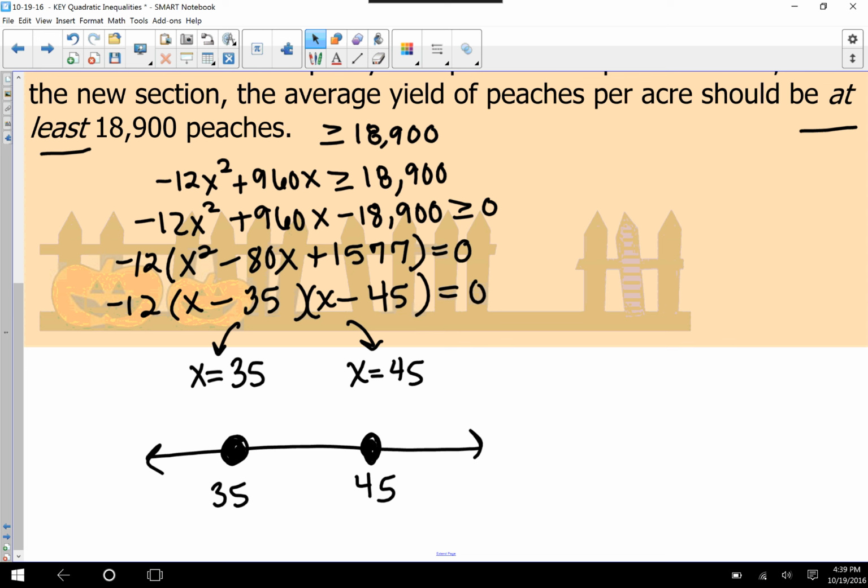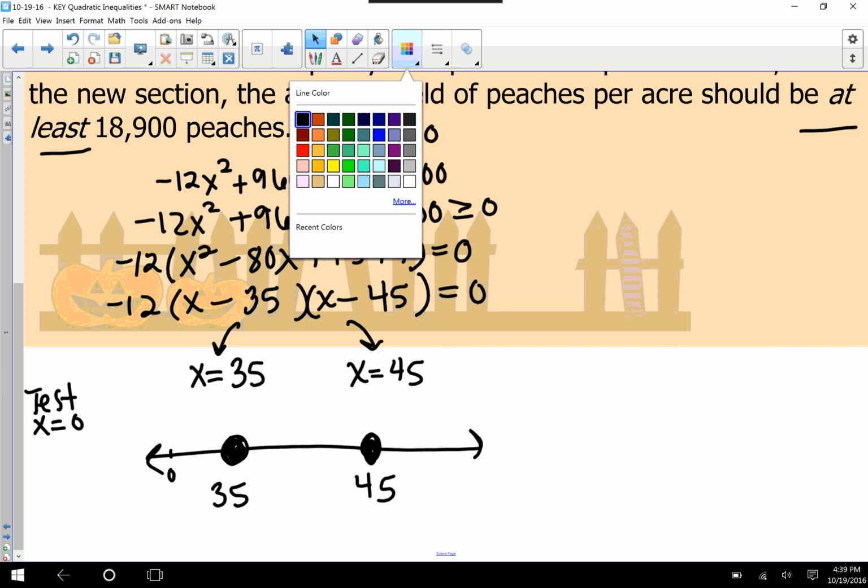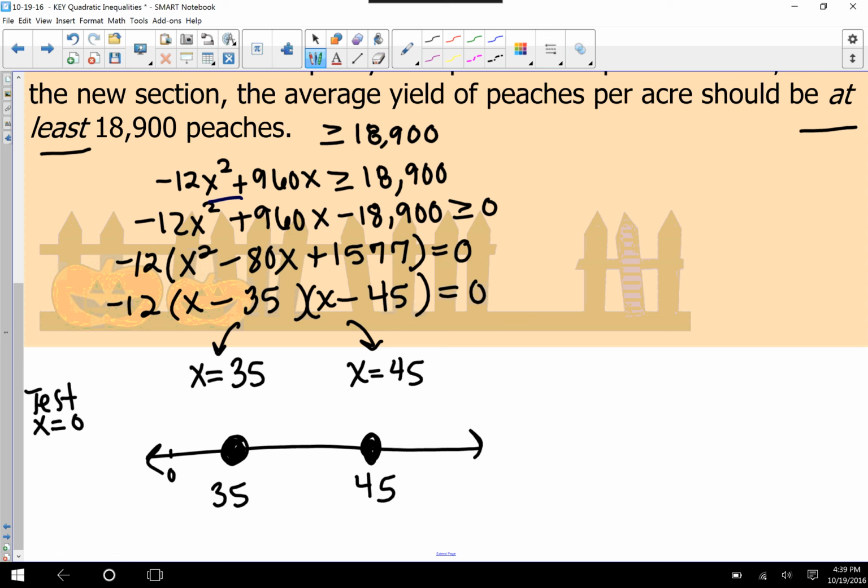Okay, so I'm going to pick a test point. I like to pick 0, so I'm going to come over here. I know 0 is going to be somewhere over here, right? So when I test x equals 0, if I plug that into this equation up here, don't we know that negative 12 times 0 squared and plus 960 times 0, those just go away. And what it leaves me with is negative 18,900 is greater than or equal to 0.